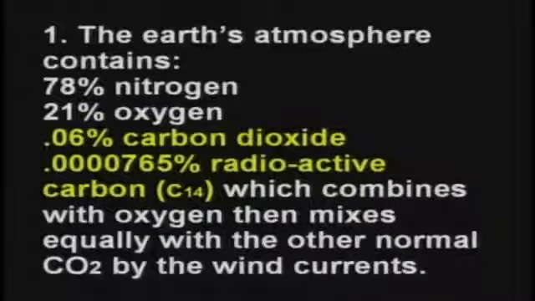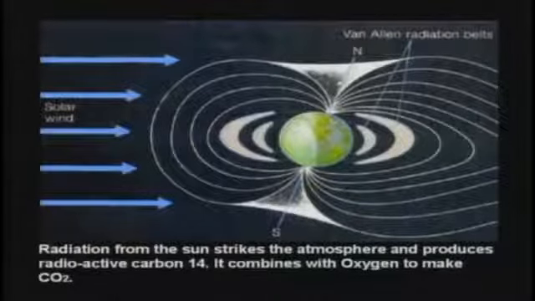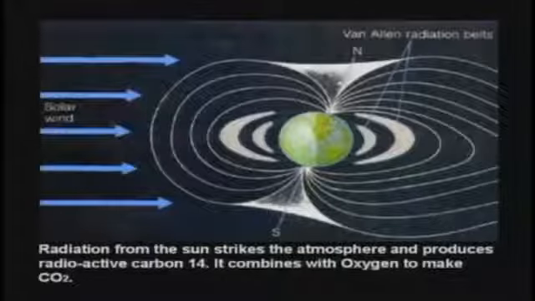But the Earth's atmosphere contains mostly nitrogen, 78% nitrogen, 21% oxygen, a little bit of CO2 for plants to breathe. Plants breathe in carbon dioxide. And there's a very tiny little bit of radioactive carbon-14, 0.0000765%. This radioactive carbon-14 is different than regular carbon. It's produced by radiation from the sun striking the atmosphere. Sunlight strikes the atmosphere, slaps the nitrogen around, and turns it into carbon-14. So it all starts by the sunlight hitting the atmosphere.